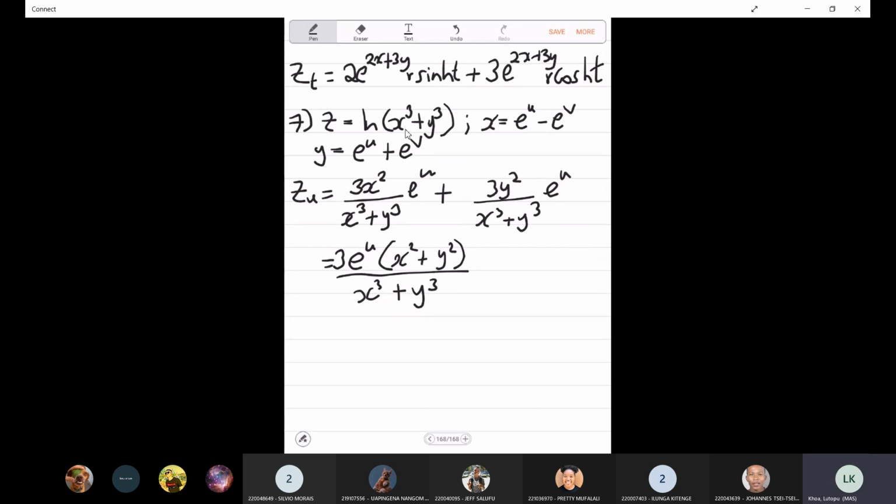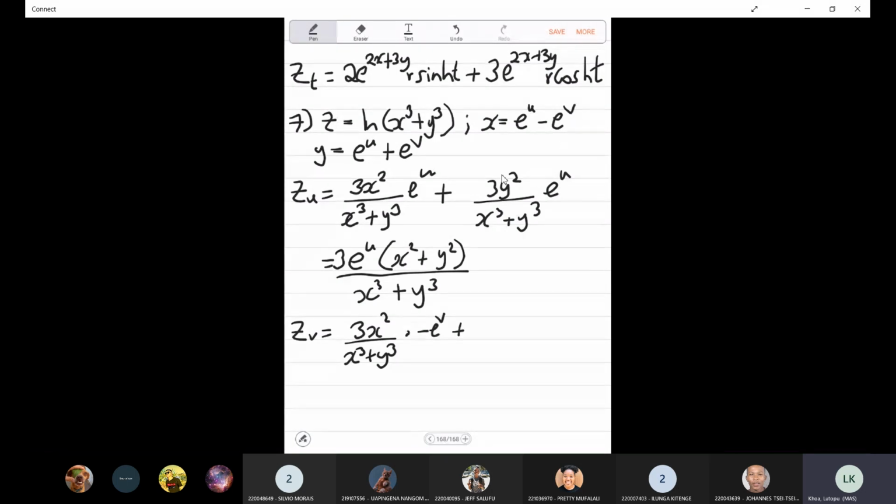And then with the other one, z with respect to v. First we have z with respect to x, which is this one we got in the previous step. So we have 3x squared over x cubed plus y cubed. Then we multiply by the derivative of x with respect to v, which is negative e to the power of v. So this is negative e to the power of v.